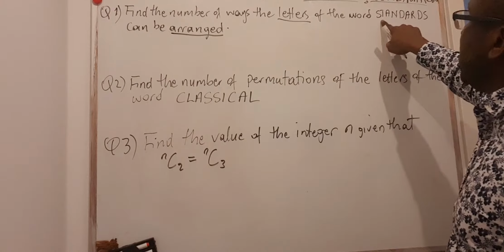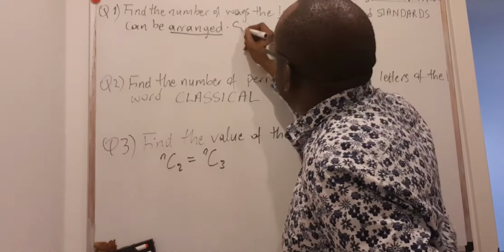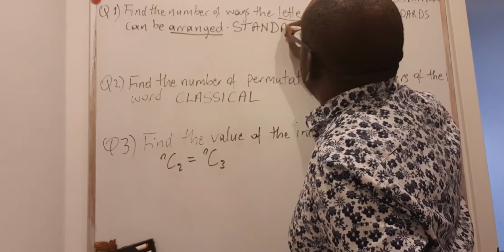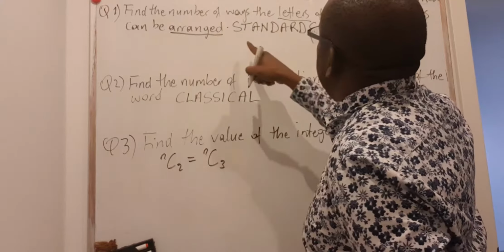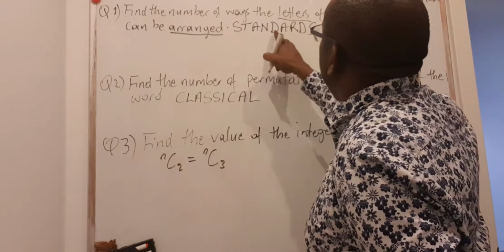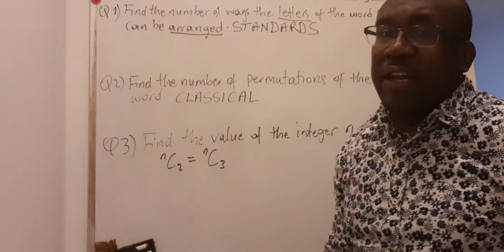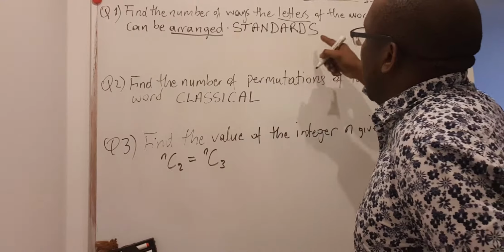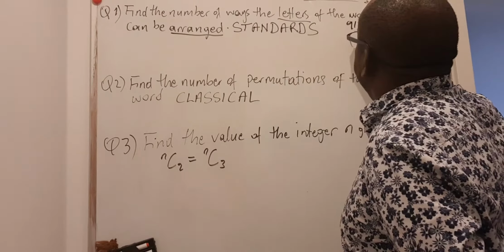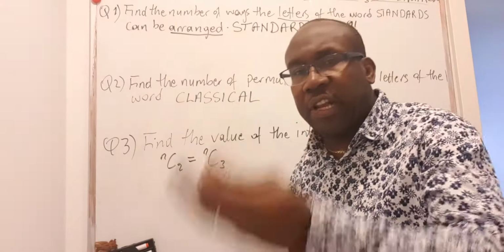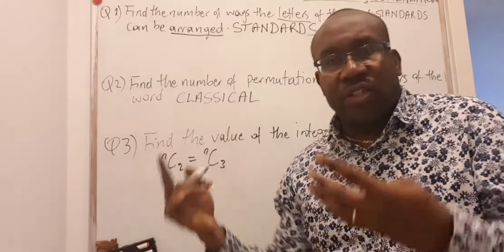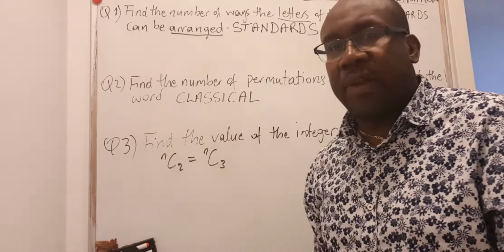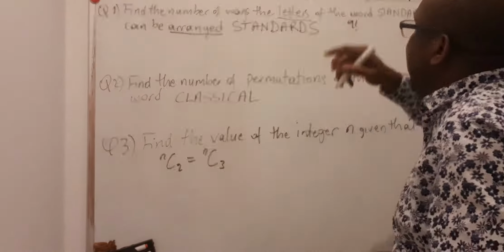So I have letters of the word standard. I'll put standard here. S, T, A, N, D, A, R, D, S. If I count them, I have 1, 2, 3, 4, 5, 6, 7, 8, 9. There are 9 letters. And if we remember, to rearrange 9 letters is simply 9 factorial. We already saw that. For 3 letters A, B, C, there were 6 of them, and that was just 3 factorial. For 4 letters A, B, C, D, there were 4 factorial of them. That was 24. So for 9, we will get 9 factorial.